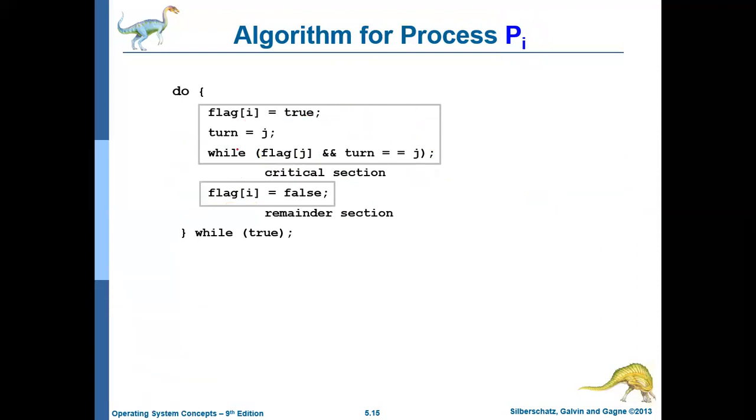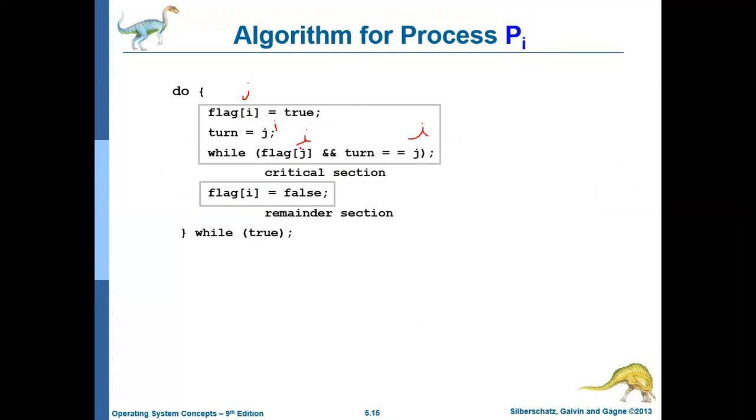Similarly, you can write the algorithm for process j. So what will be the algorithm for process j? Instead of i, here you have to put j. Flag of j is equal to true, and turn is equal to i. Here you have to assume that the jth process will assume that it is the ith turn. While flag of i and turn equal to i.